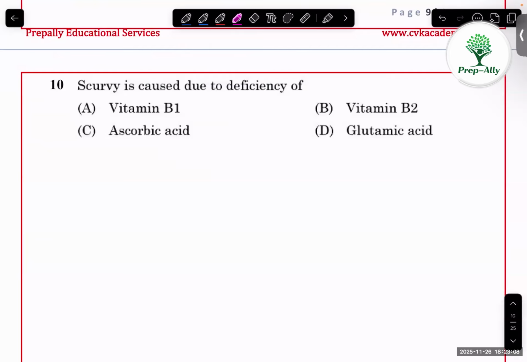10th question, scurvy is caused due to the deficiency of. So this is simply a deficiency question. Scurvy is basically caused by vitamin C or ascorbic acid. So remaining things are also there. For example, what are the deficiencies of other vitamins? That is also an important question I have asked before. What are the deficiencies? For example, vitamin B1. Vitamin B1's main deficiency is beriberi, which means we will lose our appetite as well as have retarded growth. That is basically what beriberi means. And vitamin B2 or riboflavin.